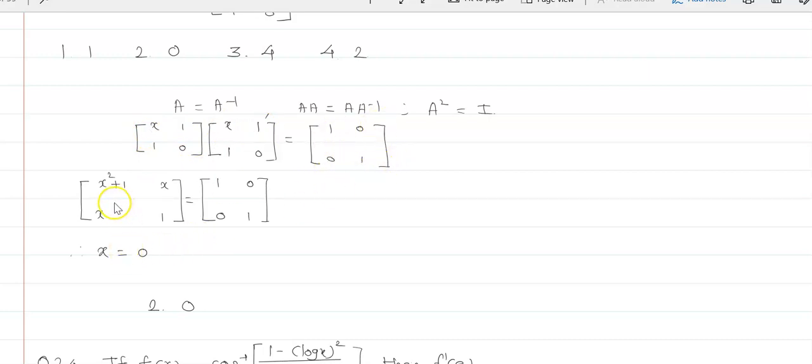Then if you take the product, first row, first column, you will get x square plus 1. First row, second column, that is x plus 0. Second row, first column, that is x. And last is 1. Therefore, if we compare the corresponding elements, you will get x is equal to 0, and hence option 2 is the correct one.